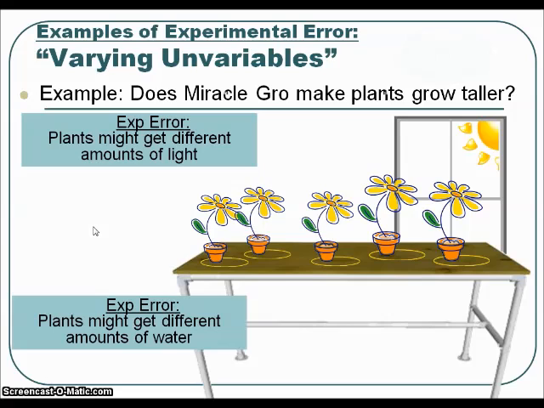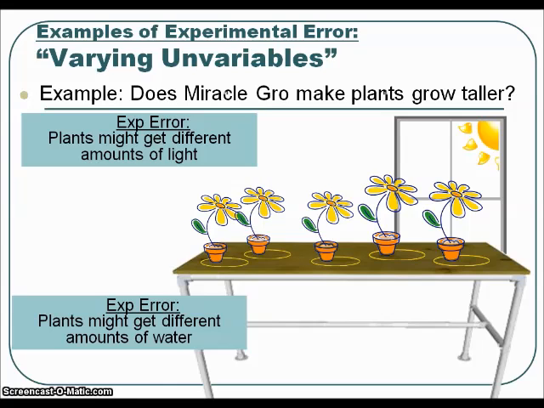All right, so here's some examples that I think are some common answers here. Now, one thing by the picture, you can see that it looks like some of these plants are near the window and other plants aren't. So one thing that might be different is they get different amounts of light. Well, again, the only variable here should be how much Miracle Gro they get.